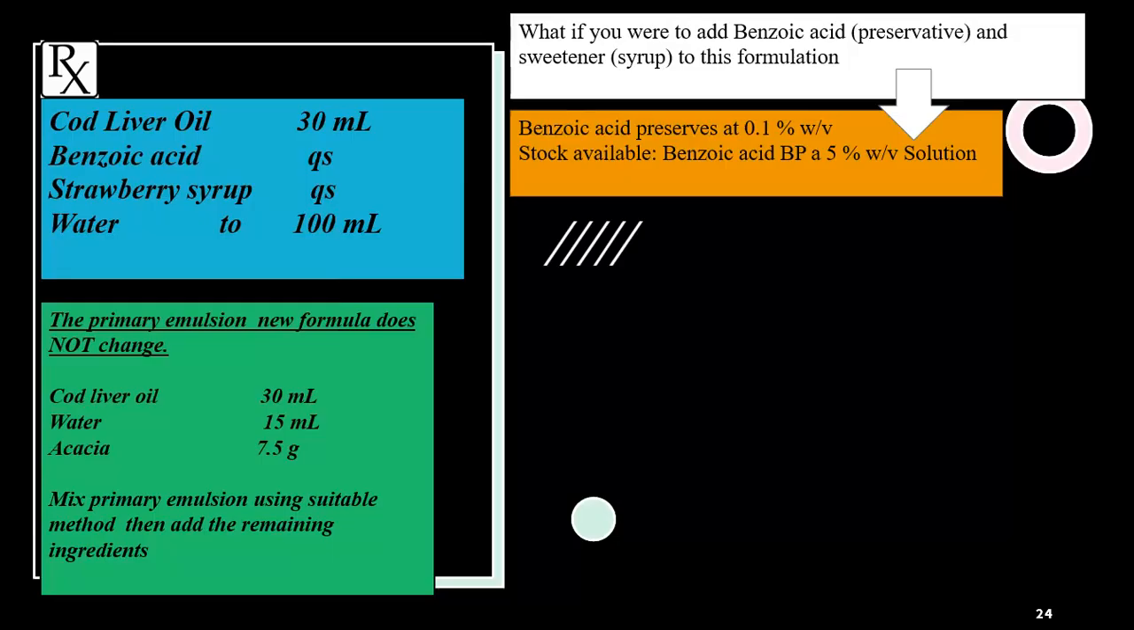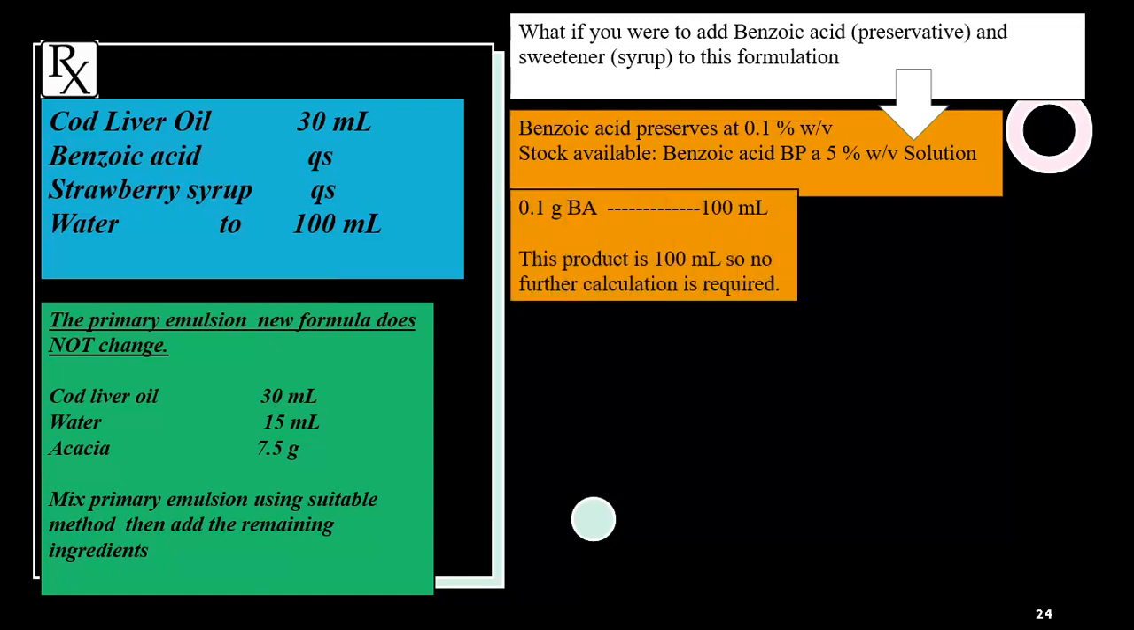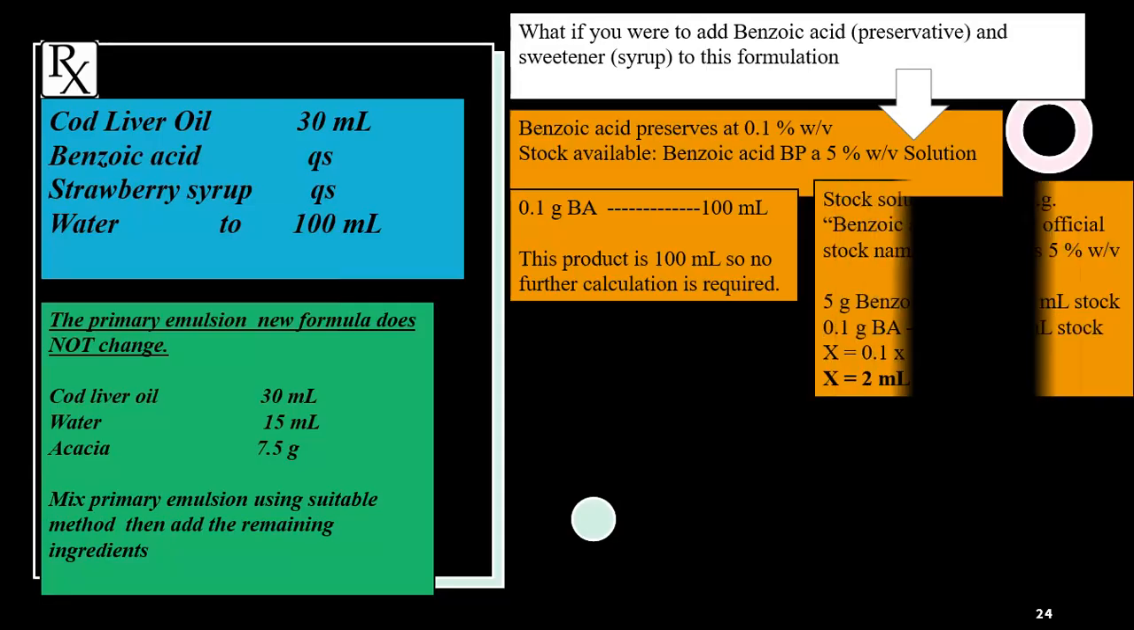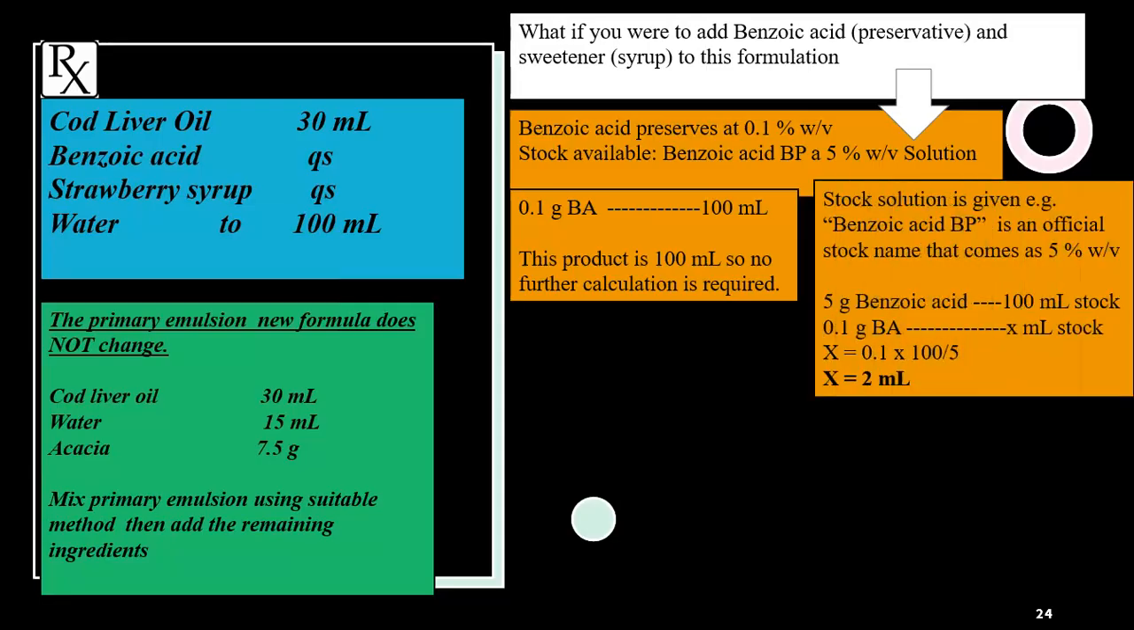And so please review how to do stock calculation for this part. So 0.1 gram of benzoic acid is needed to preserve 100 milliliter of medicine. No further calculation is required because coincidentally, we're being asked to send 100 milliliter. So we then need to work out the stock. For the stock of 5%, it means 5 grams of benzoic acid is contained in every 100 milliliters of the stock solution. So therefore, the 0.1 gram that we need will be found in a 2 ml aliquot.